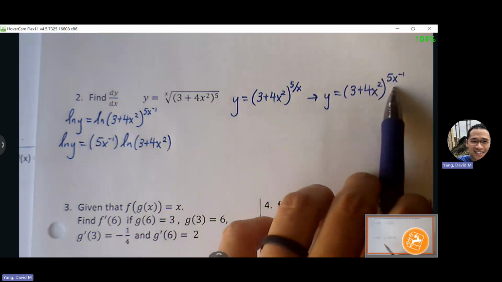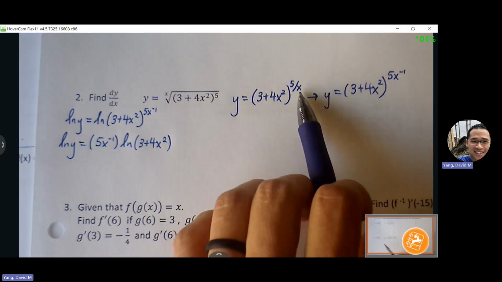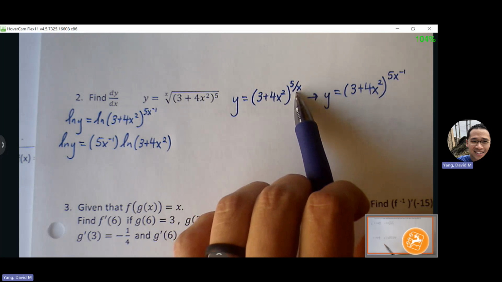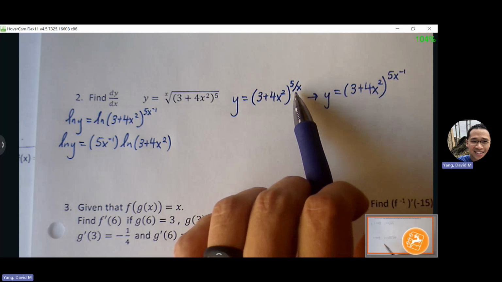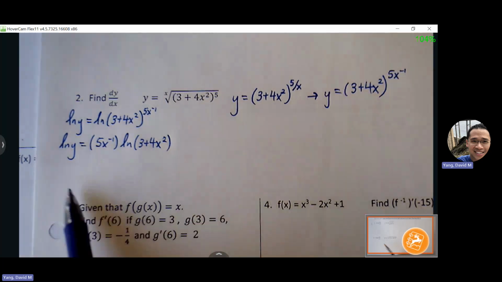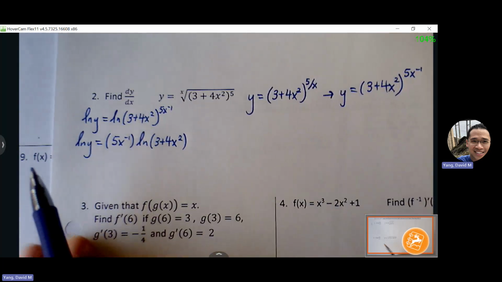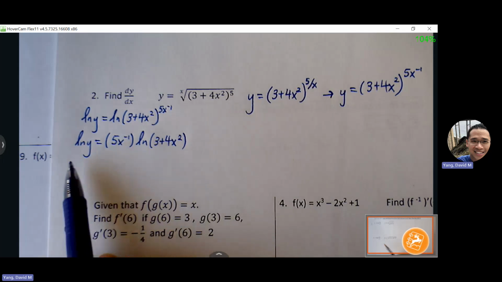But here, if I leave it as 5 over x in this current form, the only way derivative wise is going through quotient rule, and we prefer not to go through quotient rule, especially if we can avoid it easily by bringing it up and going through power rule. Okay, good. So now we're ready for our calculus portion.